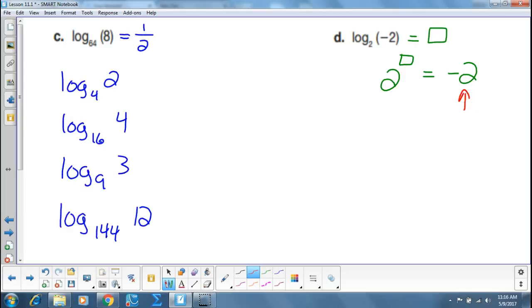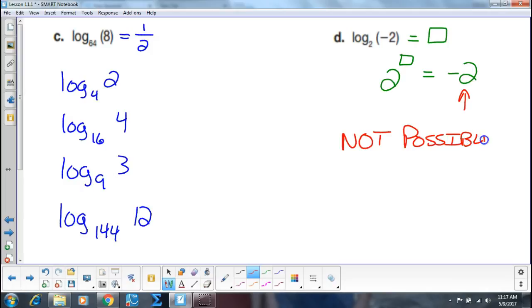Is it greater than 0? -2 is greater than 0, Ben? Never mind. So is this possible? No. There is no equivalent logarithmic expression to that because it's not possible.